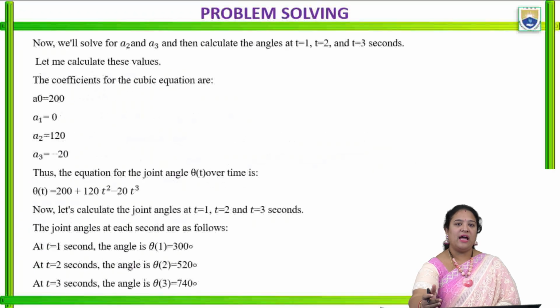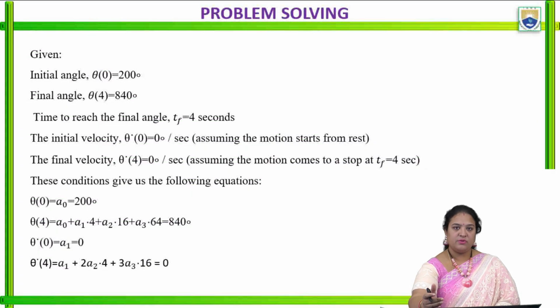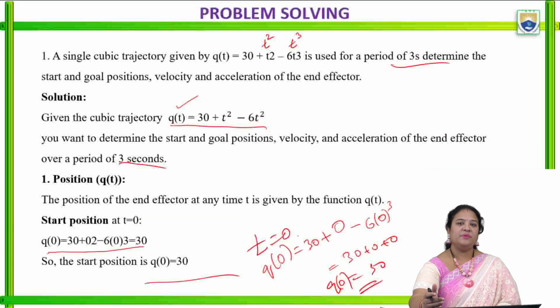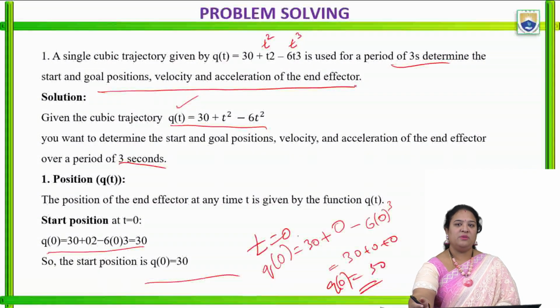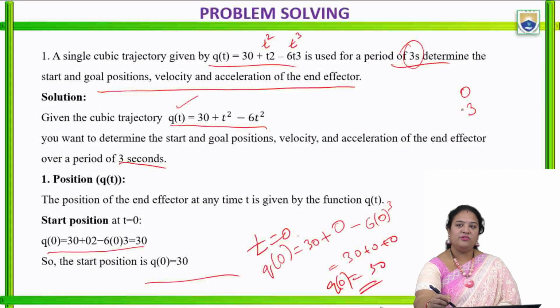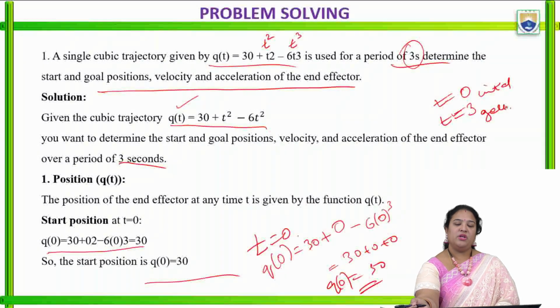So this is how we calculate the goal position, velocity and acceleration at the end position with respect to q(t), where t is being considered as 3 seconds. At the initial position t is equal to 0, and at the goal position t is equal to 3. So this is how we find out the position, velocity and acceleration of the end effector.